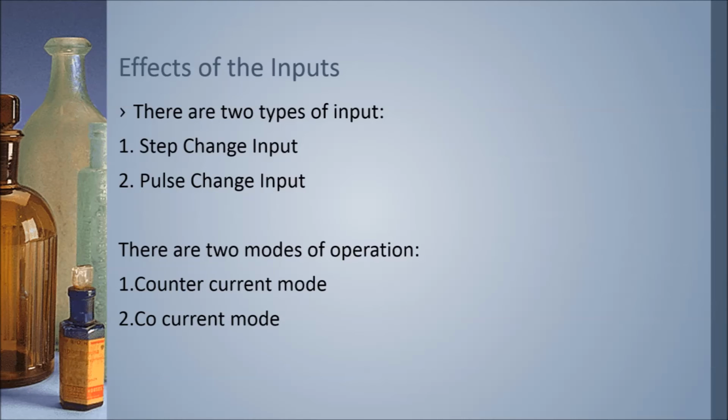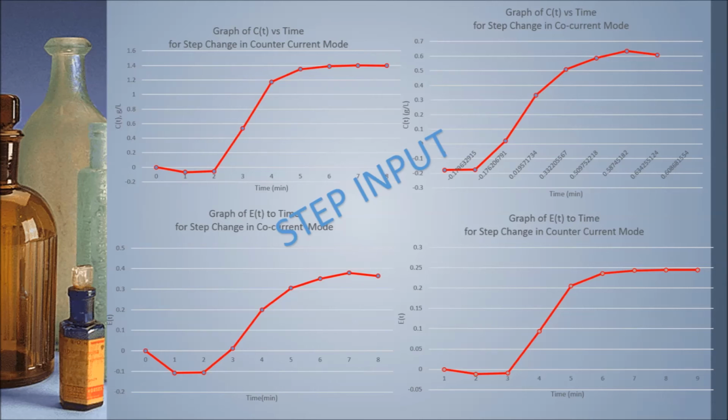These are the effects of the response due to the step input. As you can see from these four graphs, the tracer concentration is added at t equals 0. The concentration of the tracer increases, then is kept at a constant level until the effluent is indistinguishable from that in the feed. So the characteristic of the step response is that it reaches a steady state at the end of the experiment.